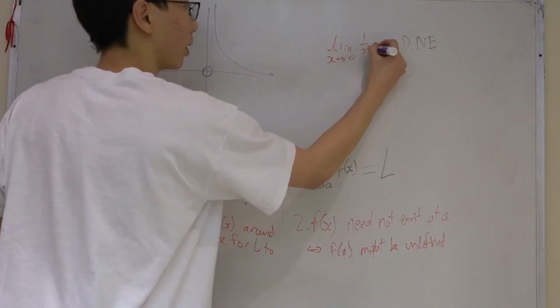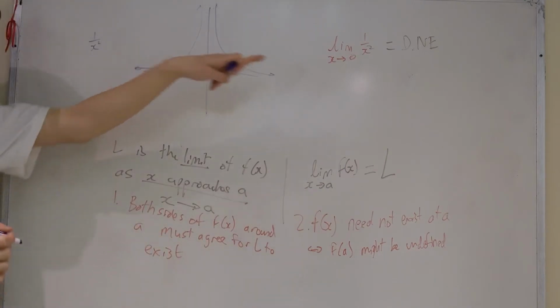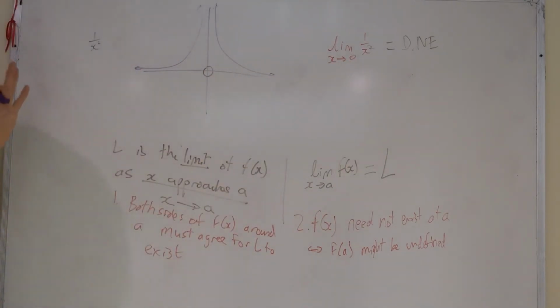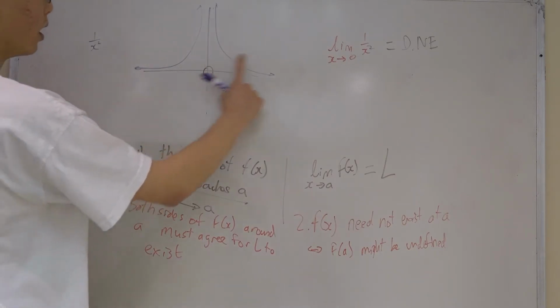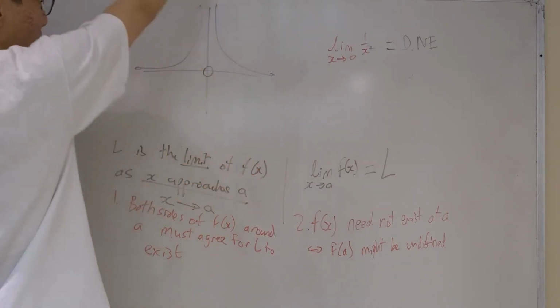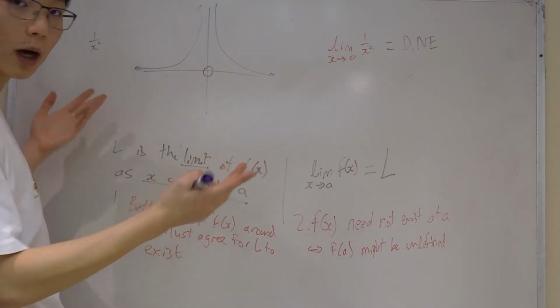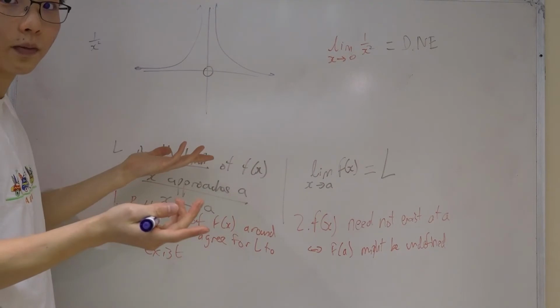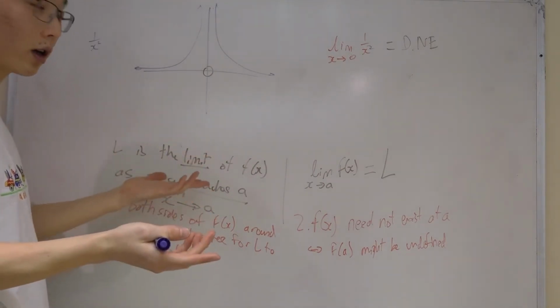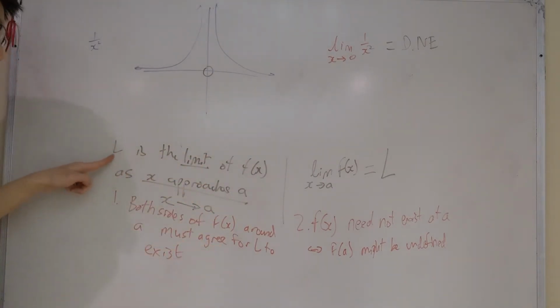So let me just put a square here. And I'm going to tell you that, again, the limit does not exist. And you'll say, no, just wait. Look, at x equals 0, this side is going to infinity, and this side is also going to infinity, so they must agree, right? They both agree at infinity. That would work, except that L, remember, was a number. Infinity is not a number, right?